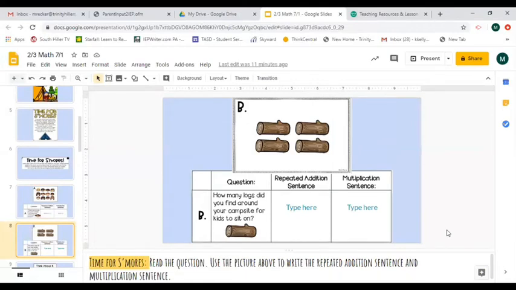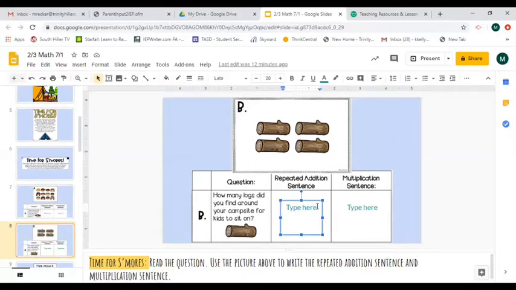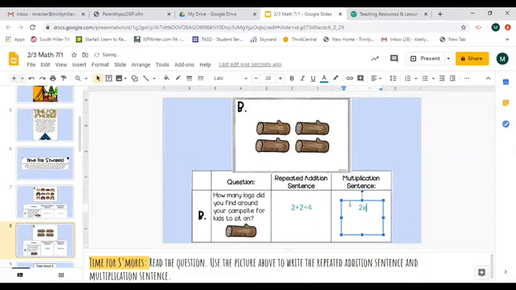How many logs did you find around your campsite for kids to sit on? Count the number of logs on this card right up here. So our repeated addition sentence should be 2 plus 2 equals 4 because there's 2 rows with 2 logs in each one. And then our multiplication sentence is 2 times 2 equals 4.